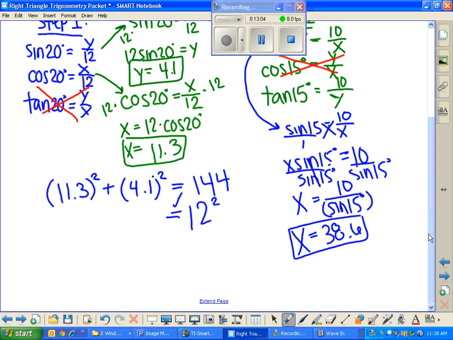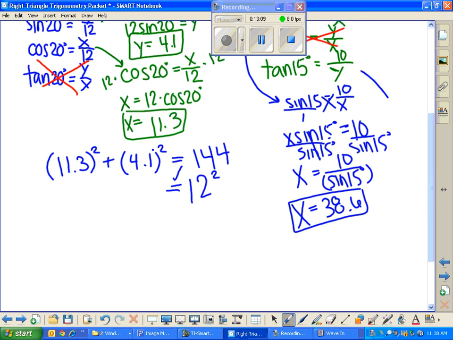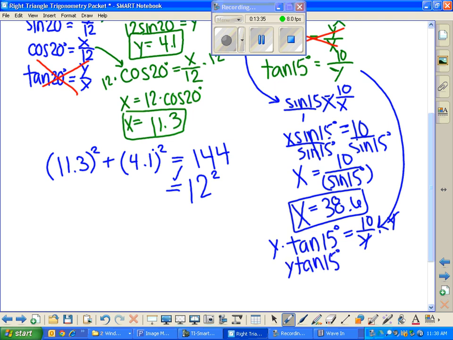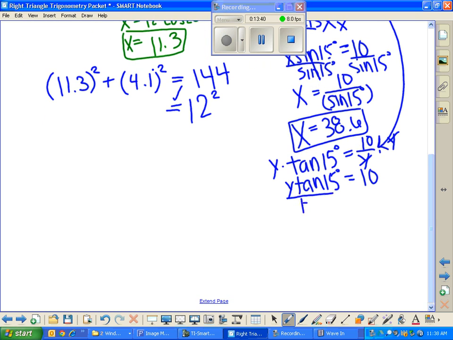And then we have to solve for y. So we use our ratio that we got using tangent. Tangent of 15 degrees is 10 over y. I'll do this one with multiplication. I did the first one with proportions. Multiplying both sides by y. The y's cancel out on that side. And we have y times tangent of 15 equals 10. Dividing both sides by tangent of 15 to get that y isolated.